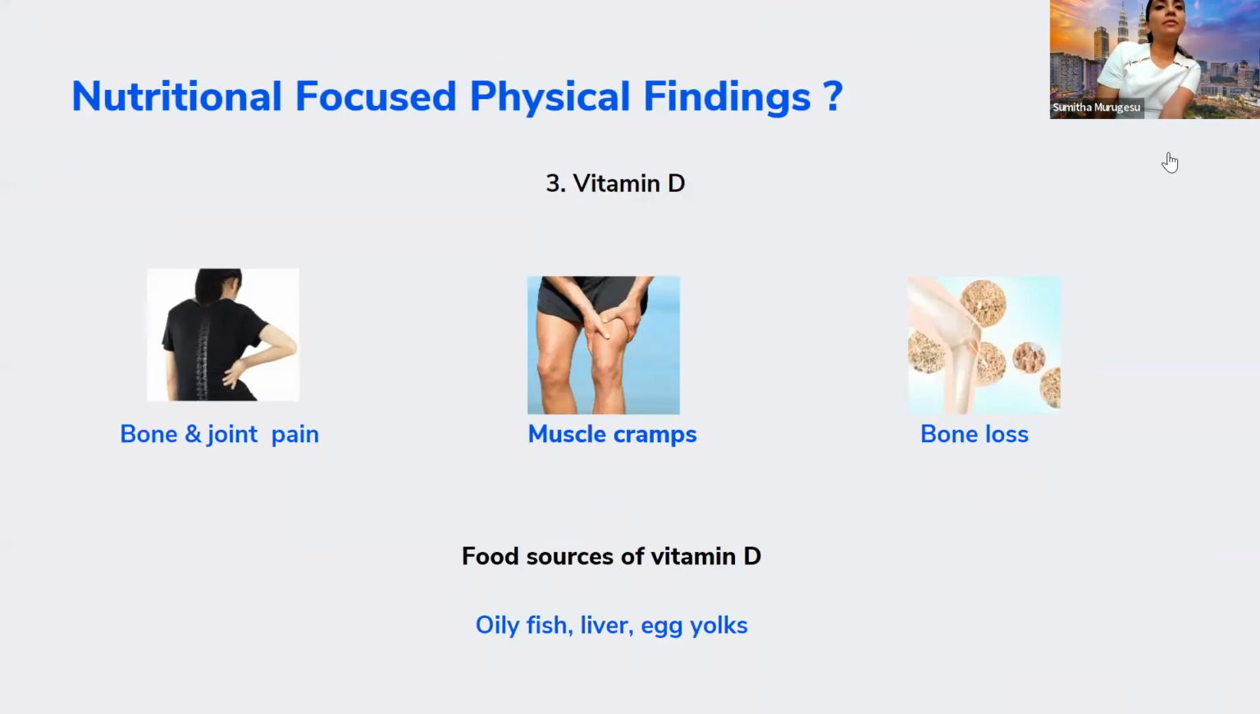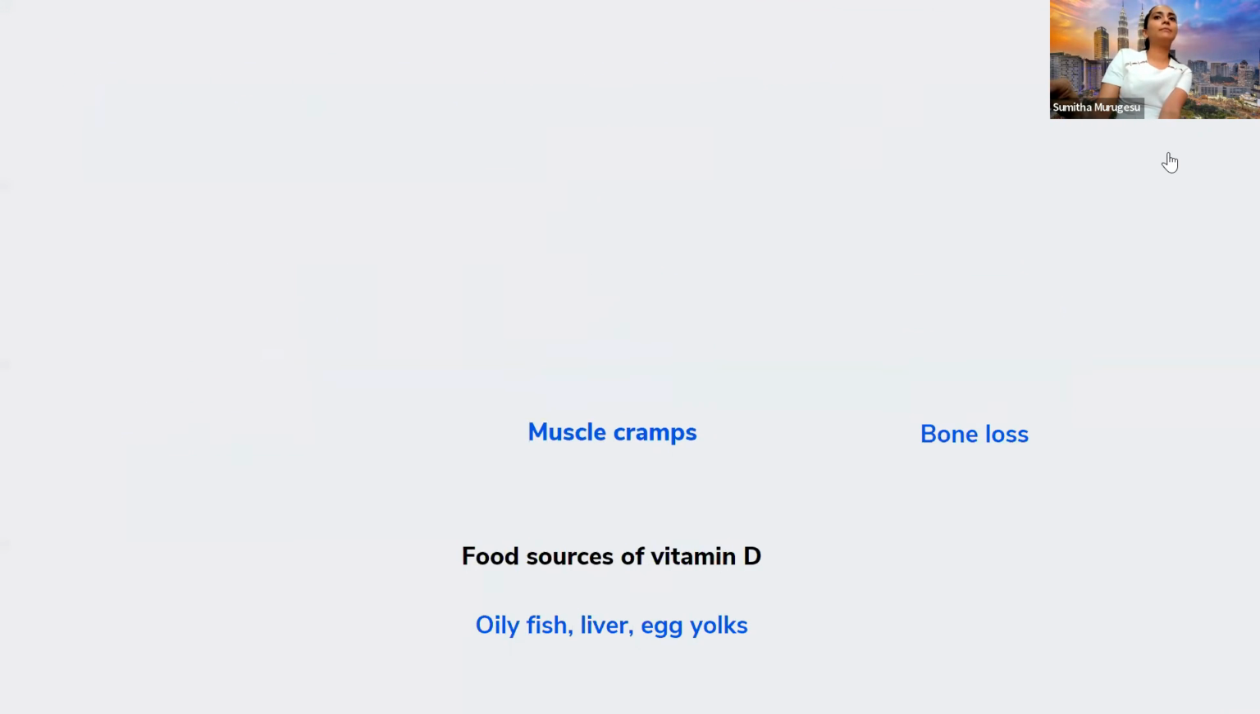Vitamin D deficiency can lead to bone and joint pain, muscle cramps, and bone loss. So an unexplained trivial fall causing a fracture should make us think about the possibility of loss in bone mineral density causing a fracture. And below are the sources of vitamin D: oily fish, liver, and egg yolks.